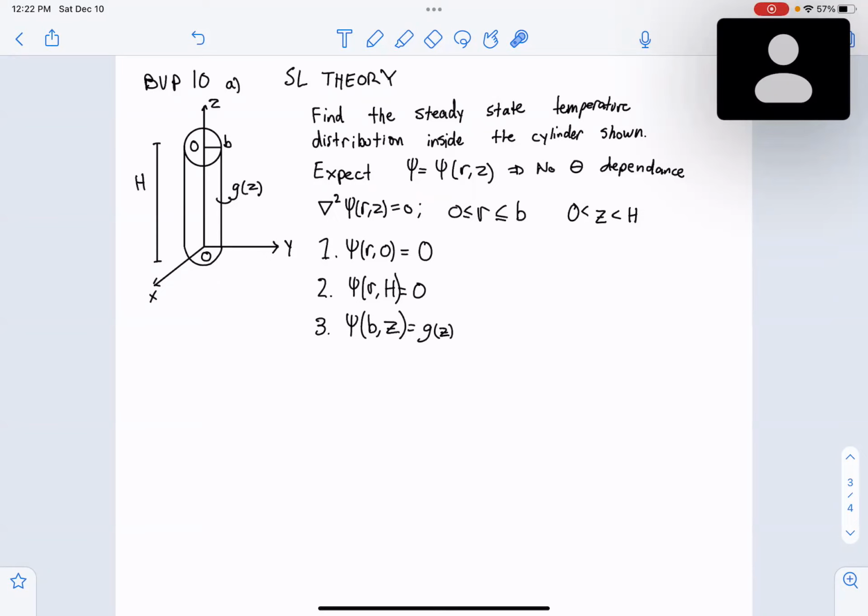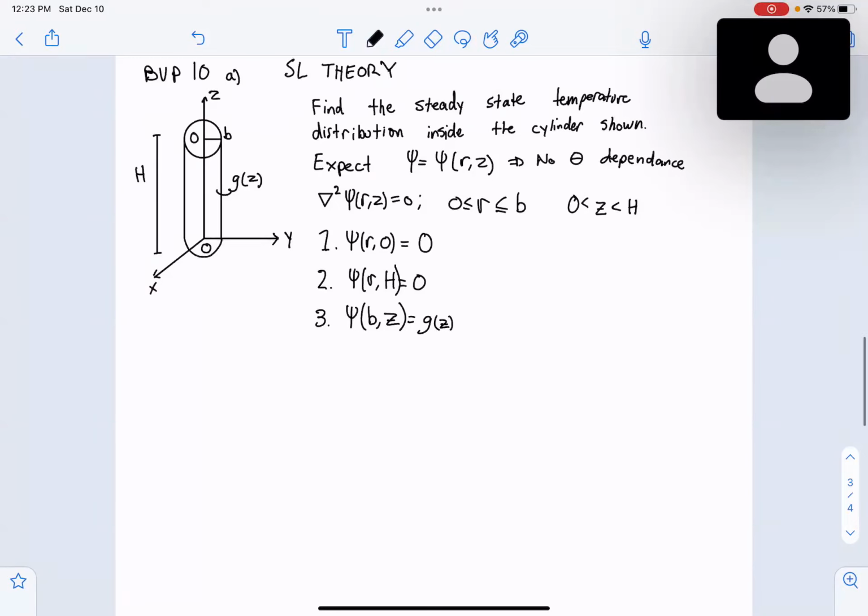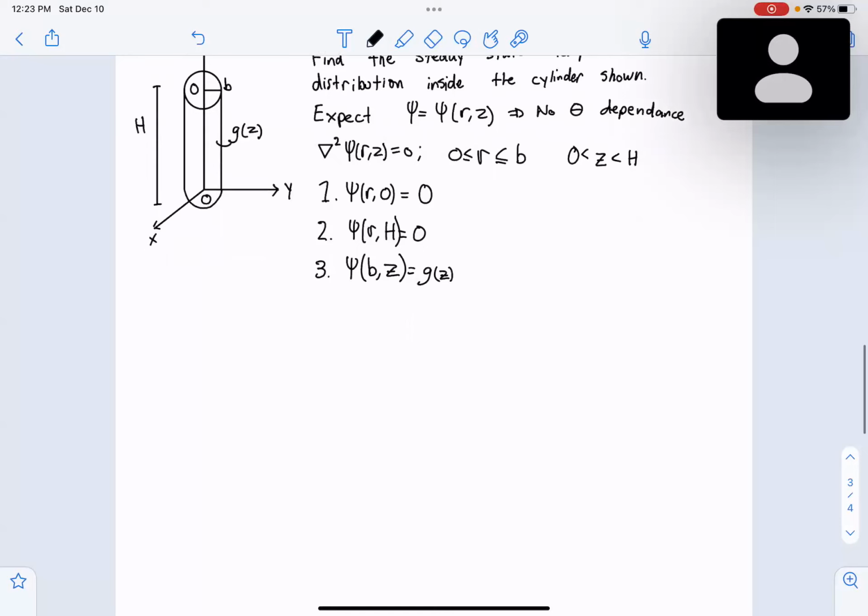This is important because, given that we have no boundary conditions relative to theta, we right away need to expect that the solution will only depend on r and z. Otherwise, we're going to have an indeterminate problem because we'll have way too many coefficients to solve for without enough boundary conditions. So like I mentioned, we have our boundary conditions here: phi of r, 0 is 0, phi of r, h is 0, and phi of b, z is g of z.